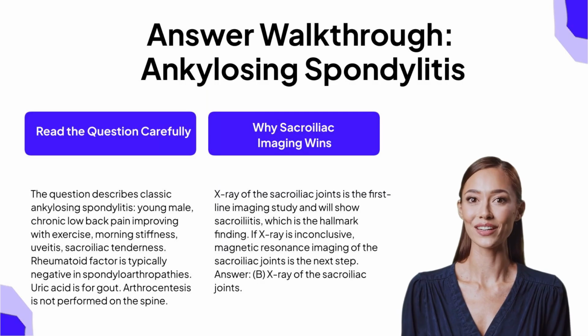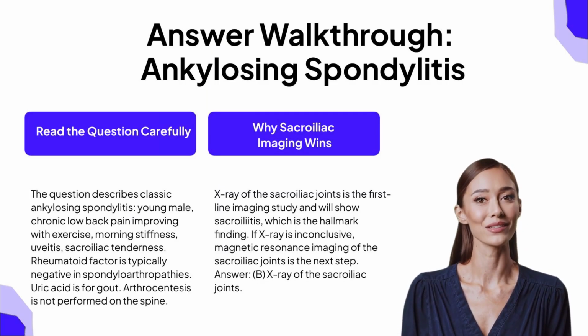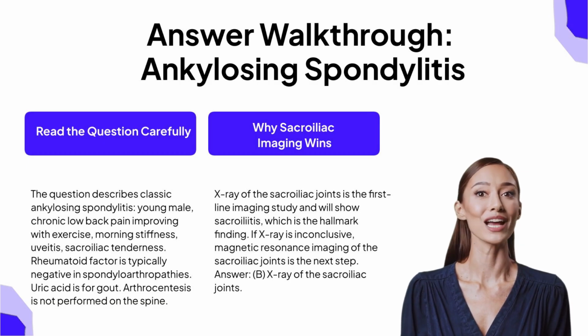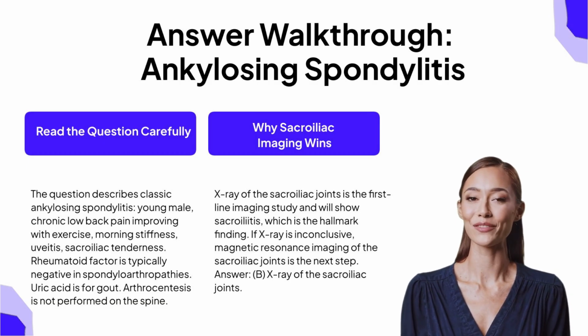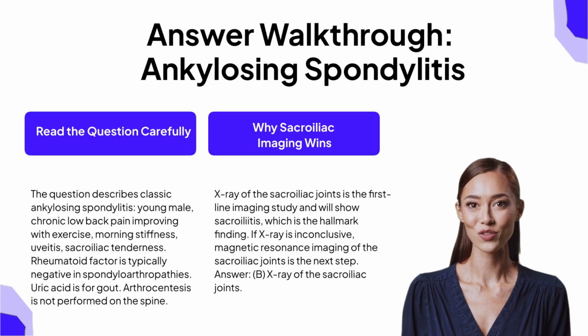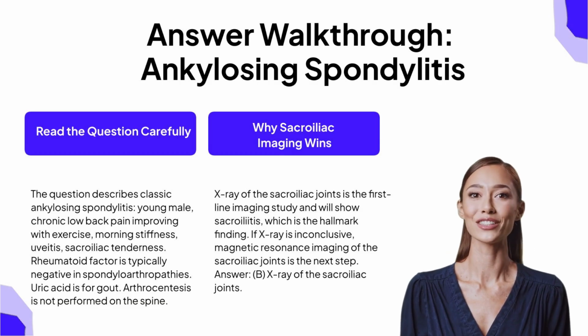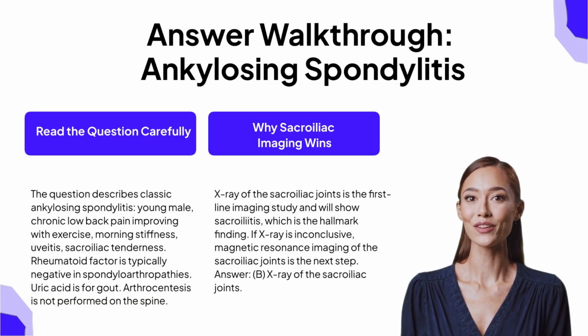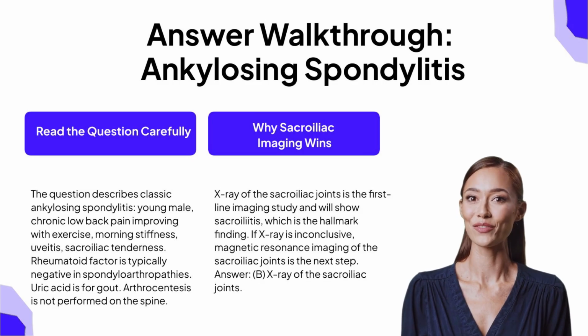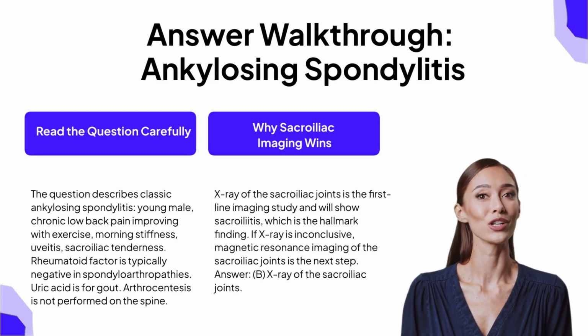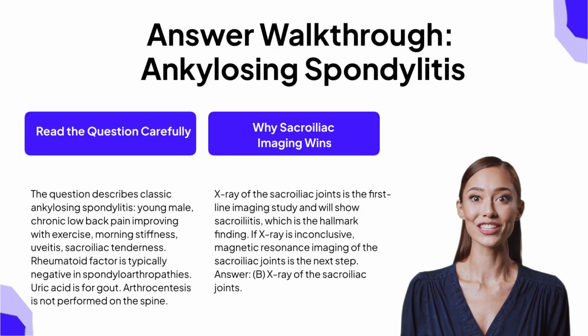First, read the question carefully. This describes classic ankylosing spondylitis. Young male, chronic low back pain that improves with exercise, morning stiffness, uveitis, and sacroiliac tenderness. Rheumatoid factor testing would be wrong because spondyloarthropathies are typically seronegative. Serum uric acid is for gout, which presents very differently with acute monoarticular pain. Arthrocentesis is not performed on the spine.